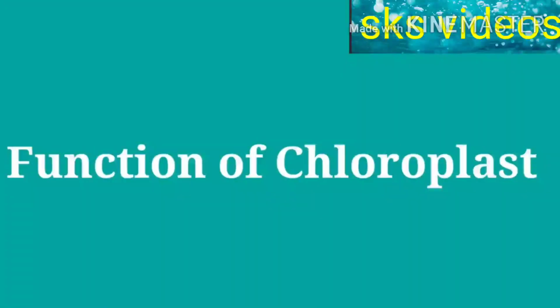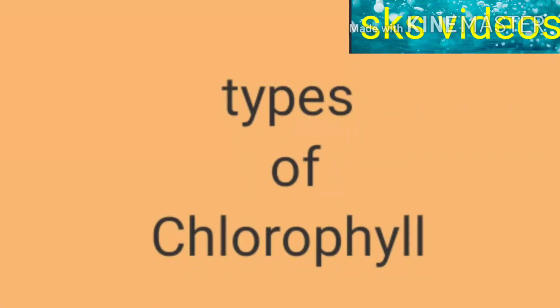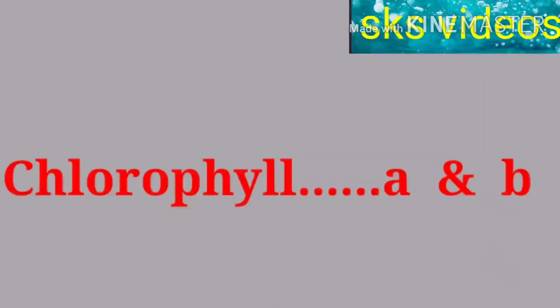the function of chloroplast. Chloroplast is nothing but a structure consisting of chlorophyll, the pigment which decides the green color. The chlorophyll is further divided into chlorophyll A and B, which are responsible for green colors, whereas yellow color is decided by carotenoids.